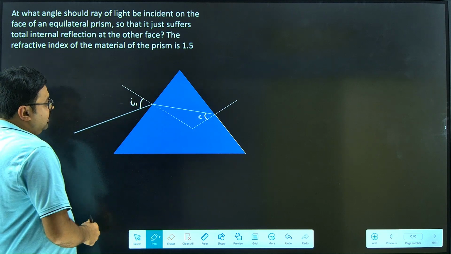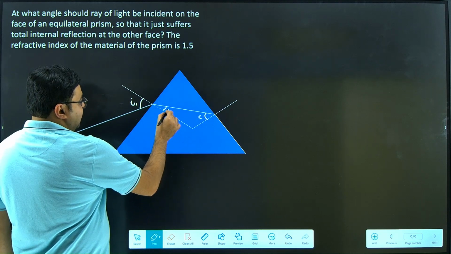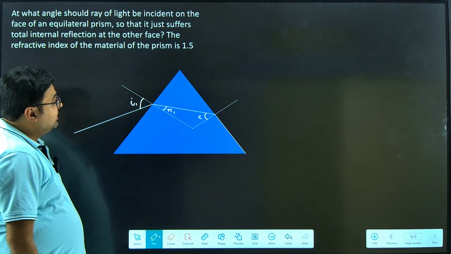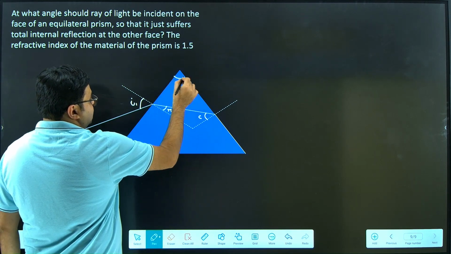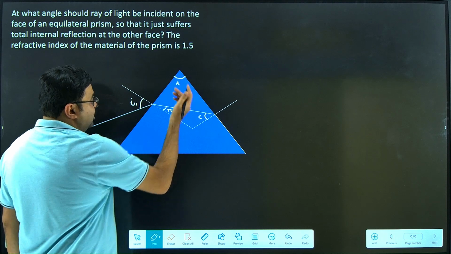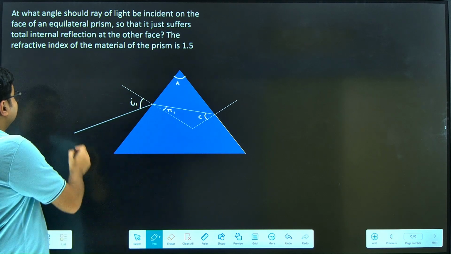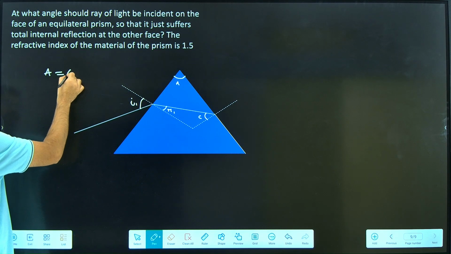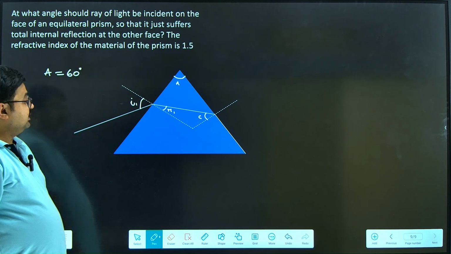We have usually called this angle R1, so let's continue to call it R1. That is the angle of the prism. The angle of the prism is A, and we know it's an equilateral prism, so A is 60 degrees. That's known information.